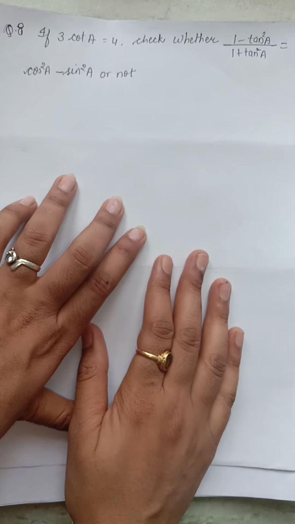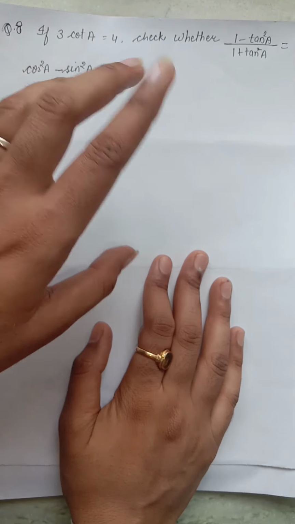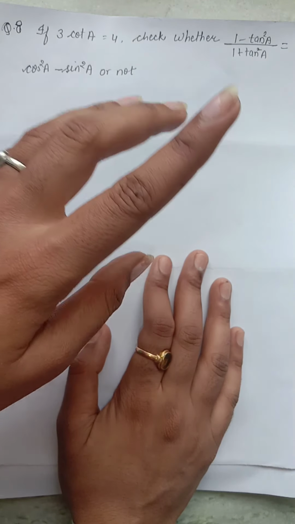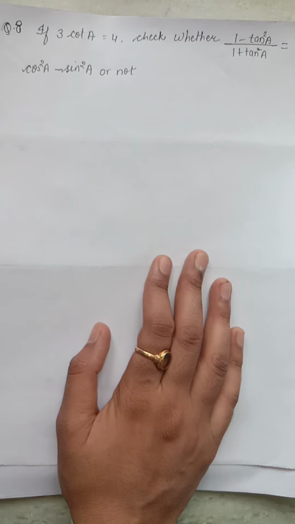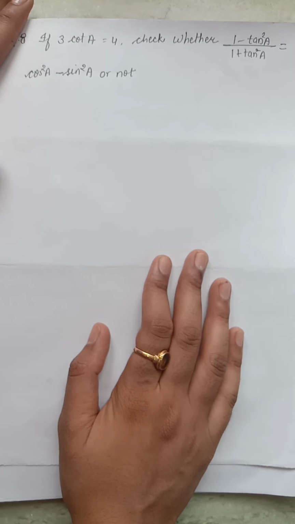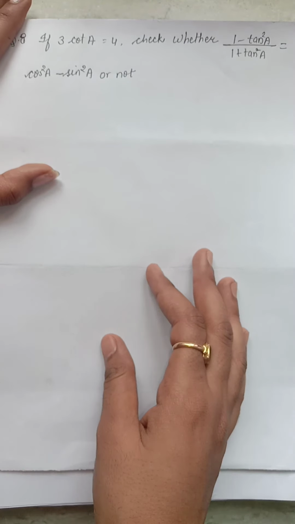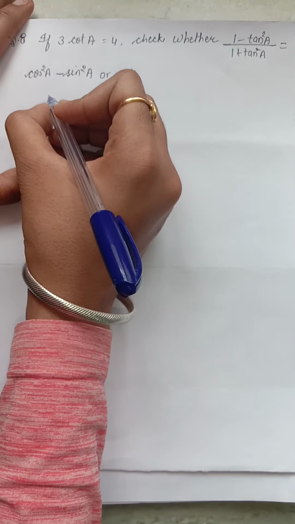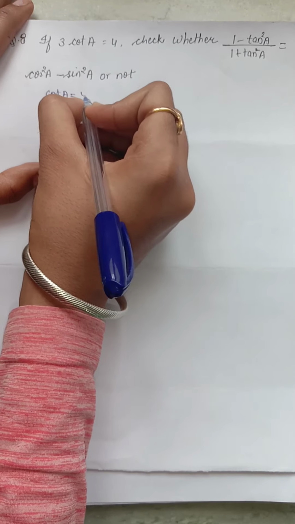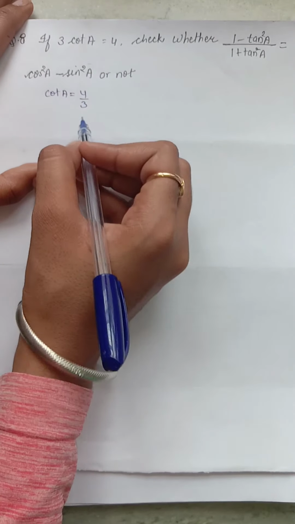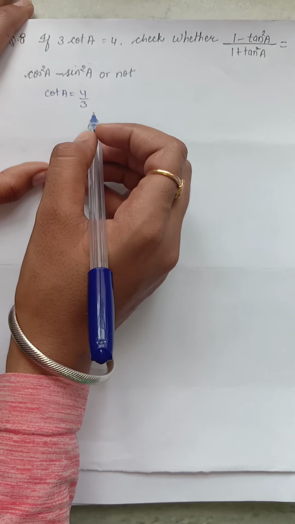Yes, in question number 8, if 3 cot A equals to 4, check whether (1 minus tan square A) upon (1 plus tan square A) is equals to cos square A minus sin square A. Okay, you have to solve it and check whether it is coming equal to this or not. That means you have to put the values of both and solve it. So cot A is equivalent to 4 by 3. Clear? The 3 which is multiplied here will go to the divide side. So cot A equals to 4 by 3.